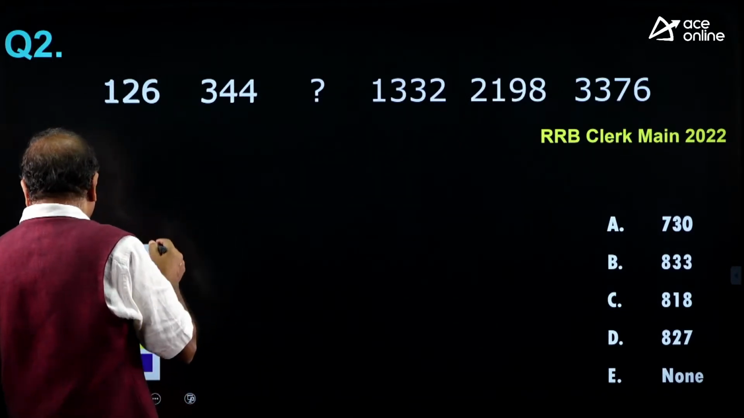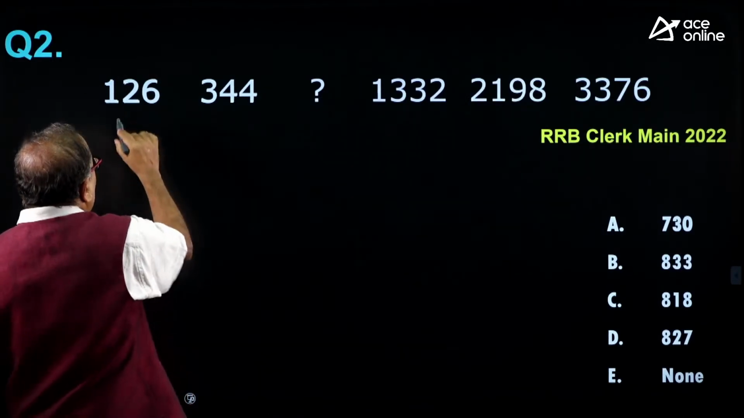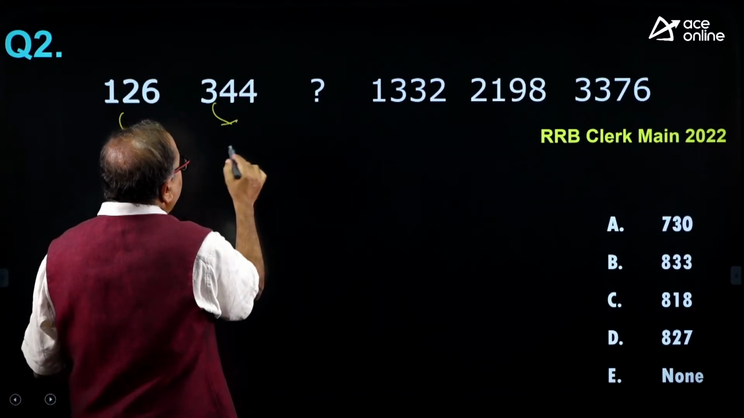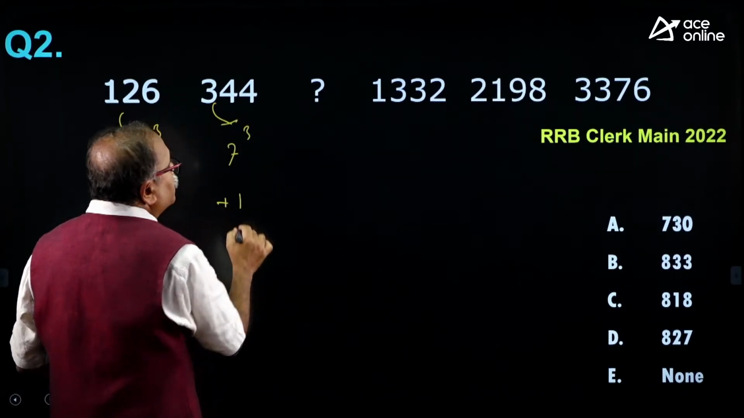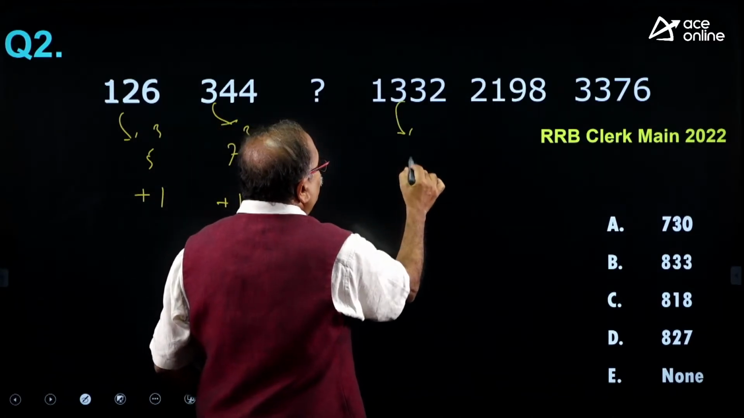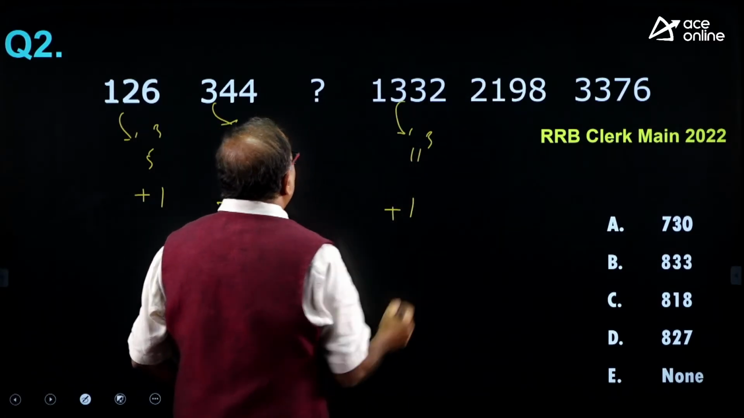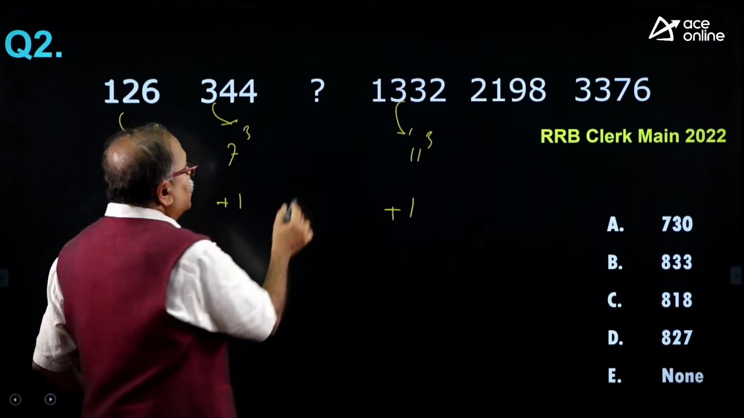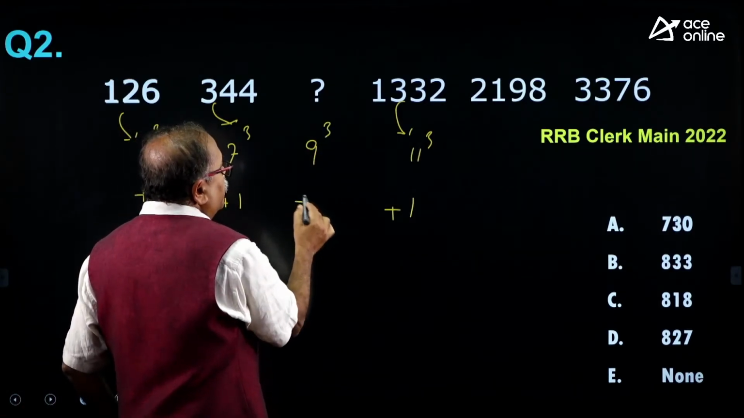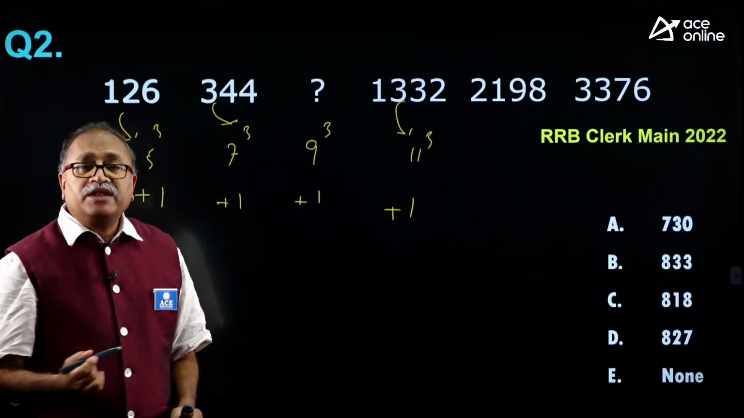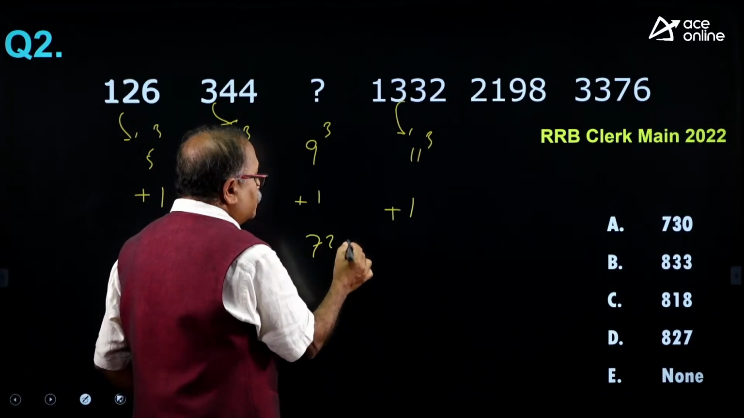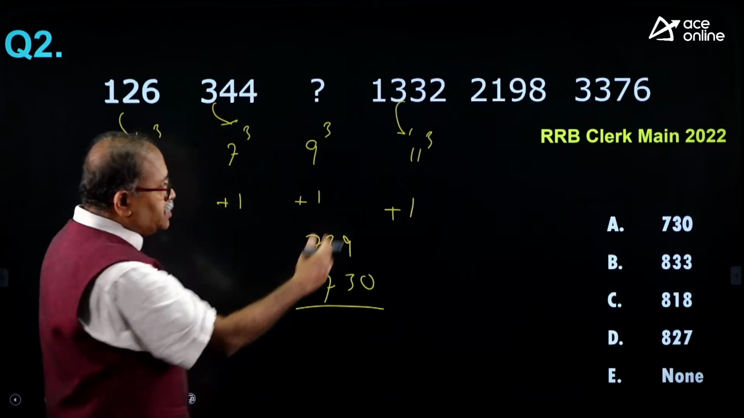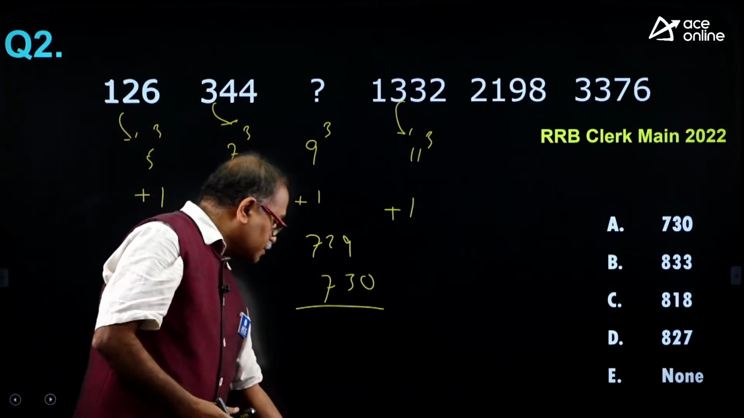We have already discussed that this is 5 cube plus 1, this is 7 cube plus 1, and this is 11 cube plus 1. So, how do you jump from 7 to 11? One odd number is there, here it is 9 cube plus 1, and 9 cube is 729. 729 plus 1, I get 730, and the option choice has to be A.